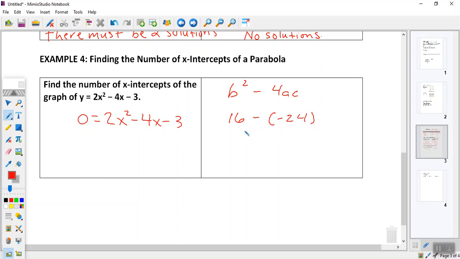24. Guys, when you subtract a negative, this really becomes what operation? So 16 plus 24, help me out, friends. Is that 40 positive? Is it equal to 0, or is it a negative? Since the discriminant is positive, that would imply there's how many x-intercepts then? There must be, how many x-intercepts again, Andrew? 2 of them. There must be 2 x-intercepts here.